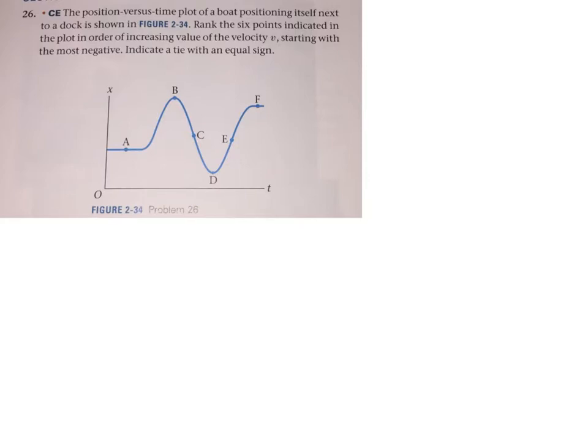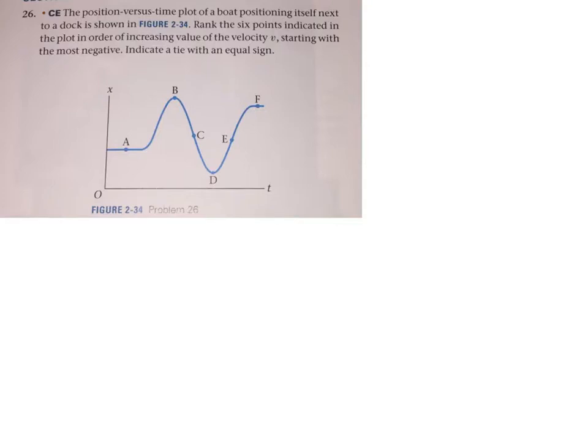Chapter 2, number 26. The position versus time plot of a boat positioning itself next to a dock is shown in the figure below. Rank the 6 points indicated in the plot in order of increasing value of the velocity v, starting with the most negative. Indicate ties with an equal sign.